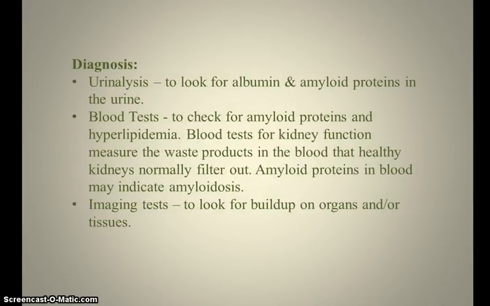Diagnosis: urinalysis to look for albumin and amyloid proteins in the urine, blood tests to check for amyloid proteins and hyperlipidemia, blood tests for kidney function, measure the waste products in the blood that healthy kidneys normally filter out. Amyloid proteins in blood may indicate amyloidosis. Imaging tests to look for buildup on organs and/or tissues.